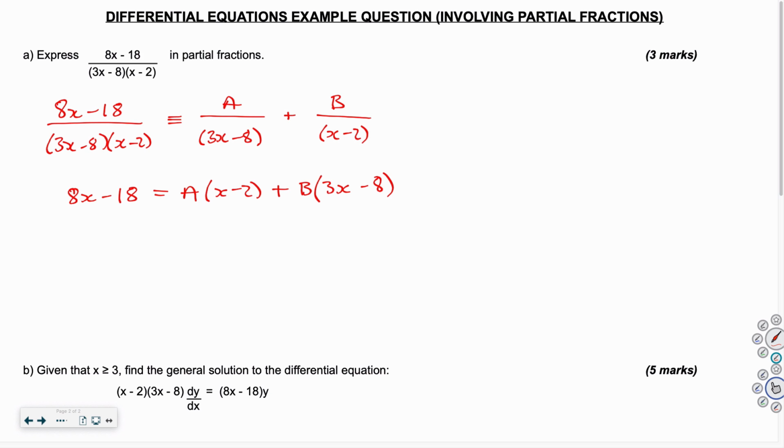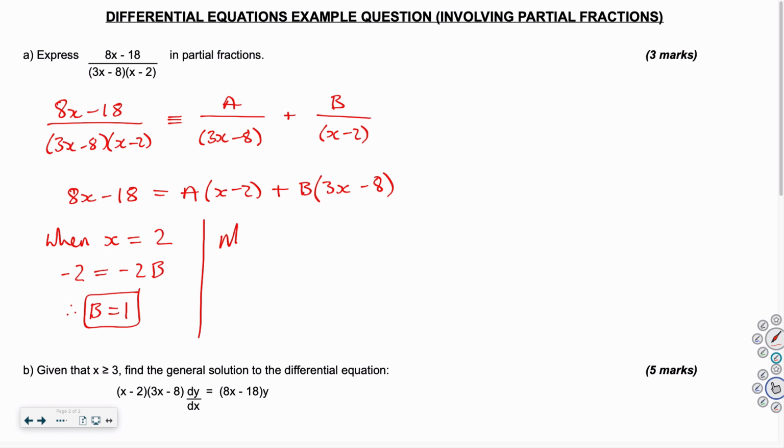Okay? And now I'm going to find my values for A and B by substituting in the critical values that make either of the brackets equal to 0. The first critical value I'm going to substitute is x equals 2, which makes this bracket 0. So 2 times 8 minus 18 is 16 minus 18, which is minus 2. That's then equal to, this bracket will cancel because we'll get 0 times A, which is just 0. And 3 times 2 is 6, minus 8 is minus 2, and that's then multiplied by B. So from that we can say therefore B equals 1, and that's our first value, for B.